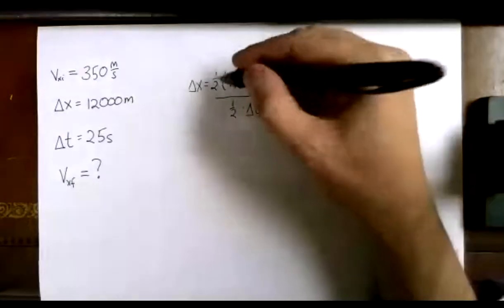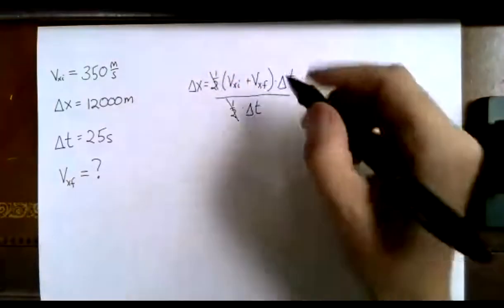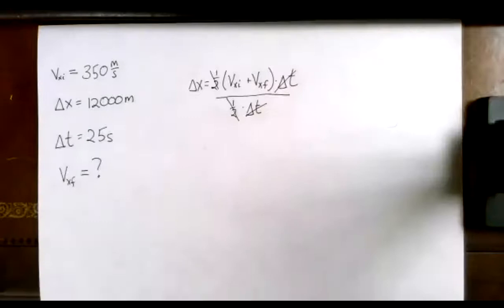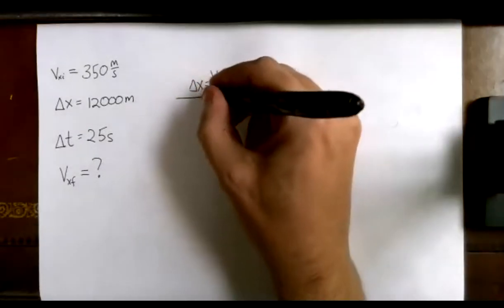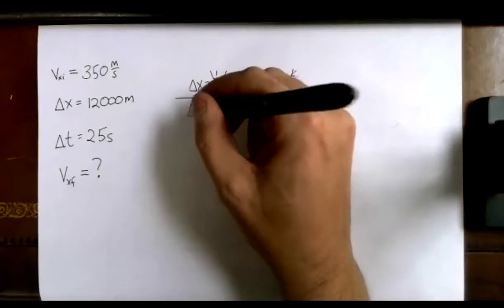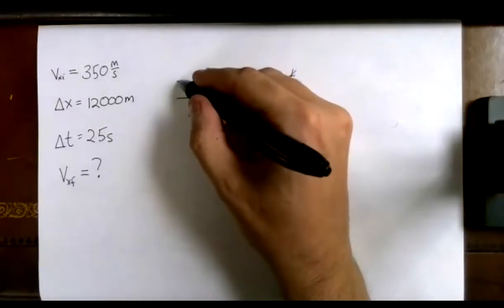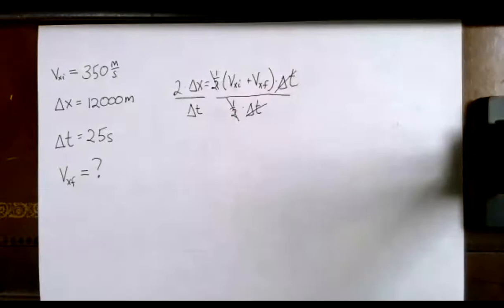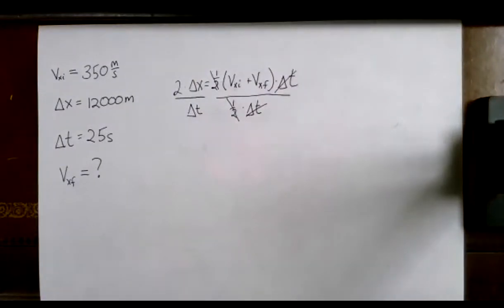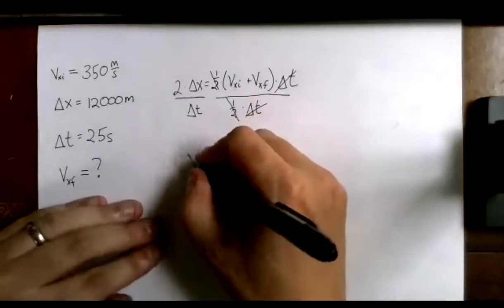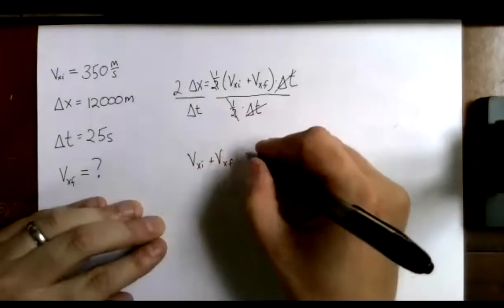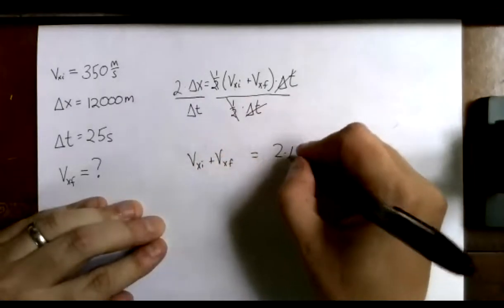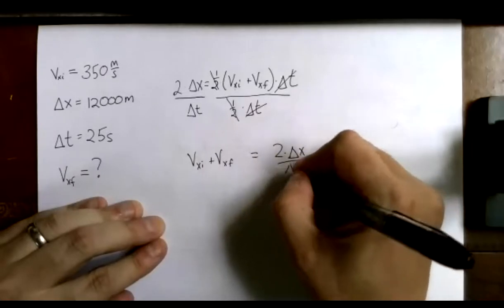So now I can see on this side, the 1/2 cancels out with the 1/2, the delta t cancels out with the delta t, and I'm just left with what's in parentheses. So I have to do the same thing on the other side. So I divide by delta t, and I divide by 1/2, but multiplying by 2 is the same as dividing by 1/2. So what I have now is the initial plus the final velocity equals 2 times displacement over time.